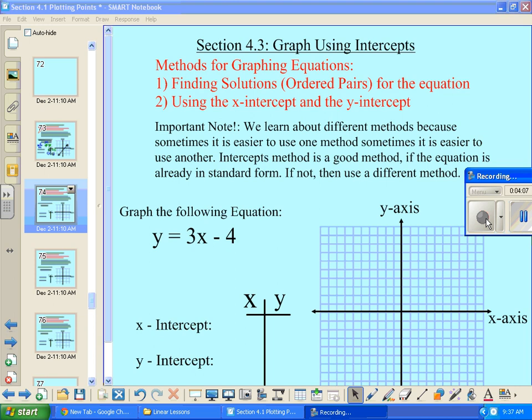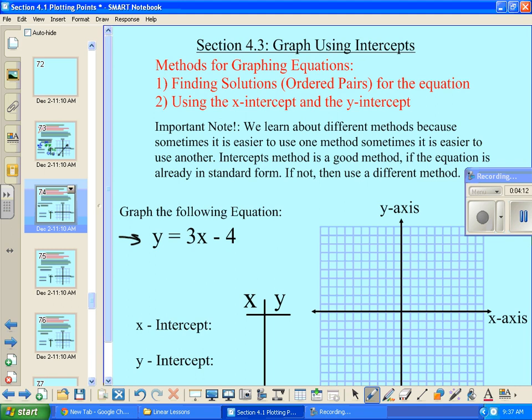Looking at another problem here now. I've graphed the following equation. It says y equals 3x minus 4. So again, I want our students, or you as a student, to be able to step back and look at this problem and say, which method should I use? Ordered pairs method, or should I use the intercepts method?